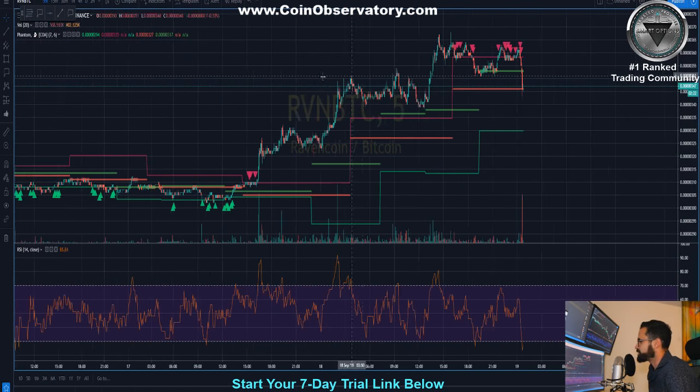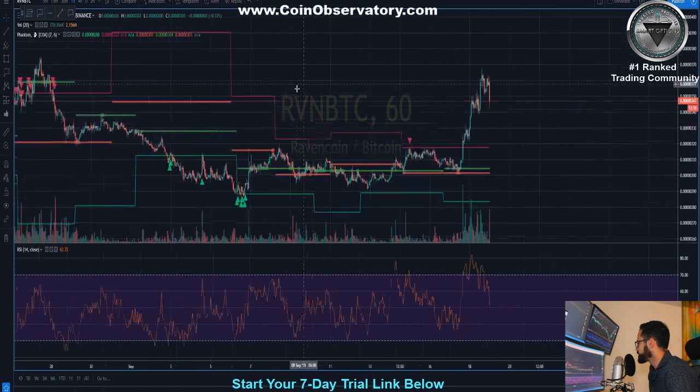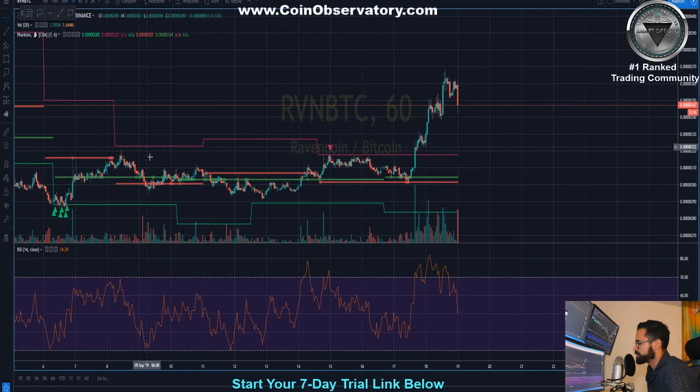This is Raven on the 5, right? Let's go to maybe the hourly chart. Once again, really good long here. If this was T1, close below or take a short. You can't really take a short on Raven.